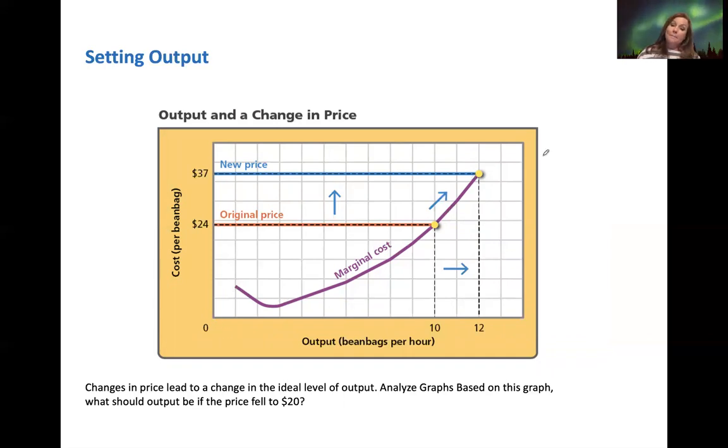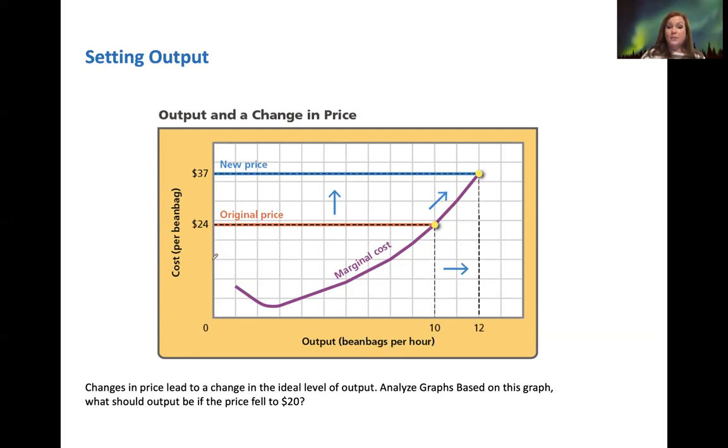So it's a check. And you can see here at the original price, if we do $24 for bean bags, we'll produce 10 an hour. But if we up the price to $37, marginal cost equals marginal revenue now at 12 units. So if we raise the price, we're going to up it to 12 units.